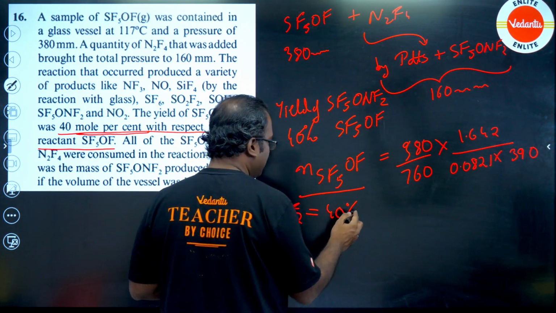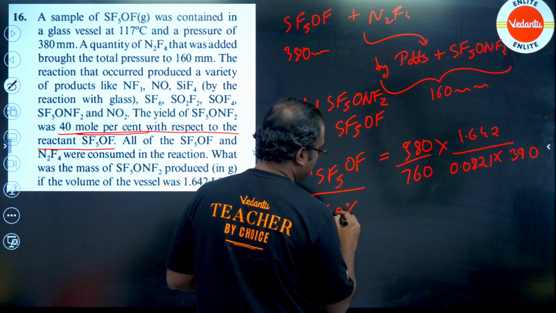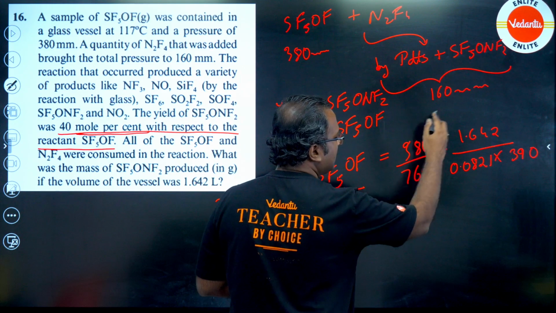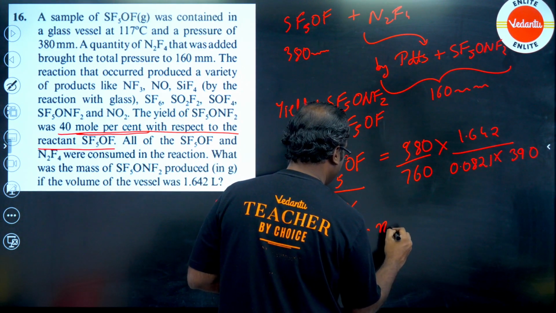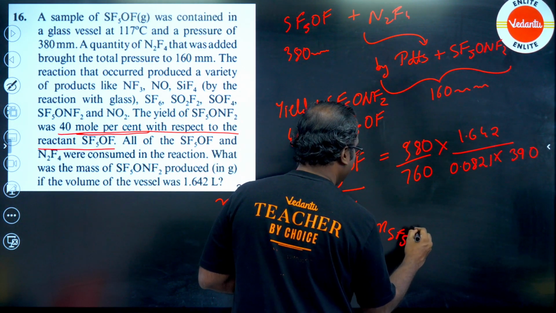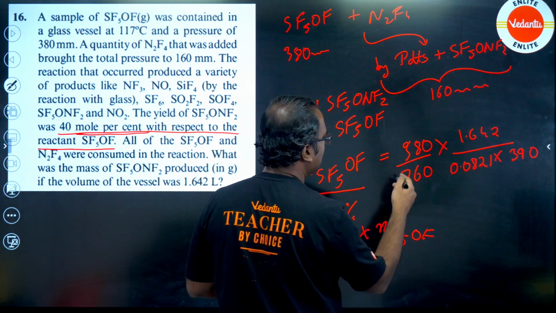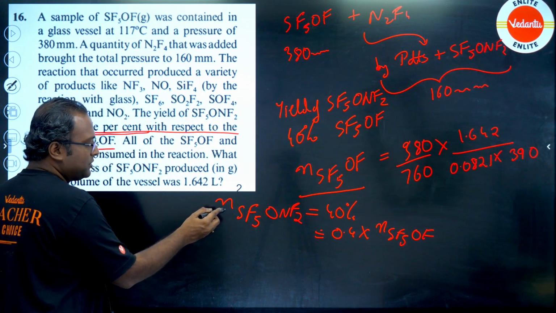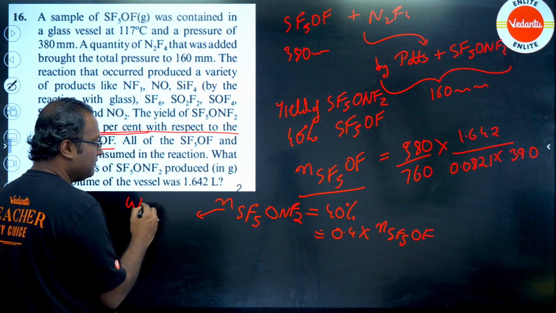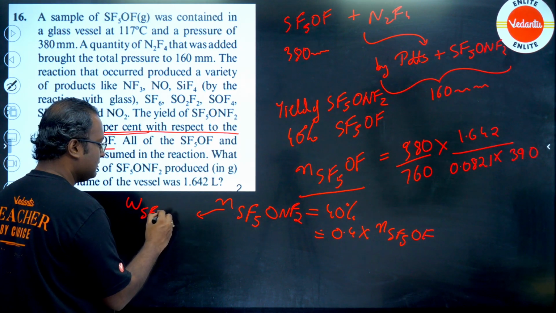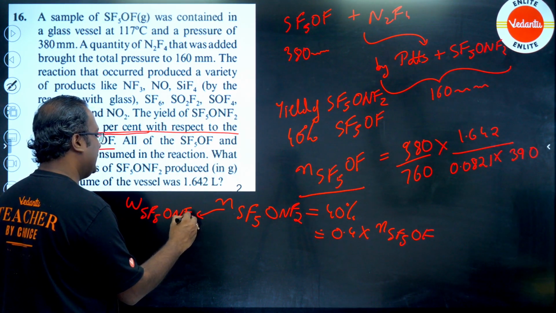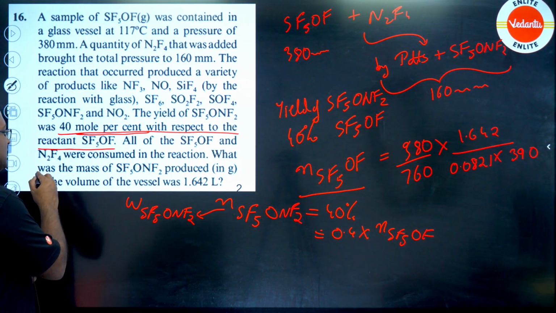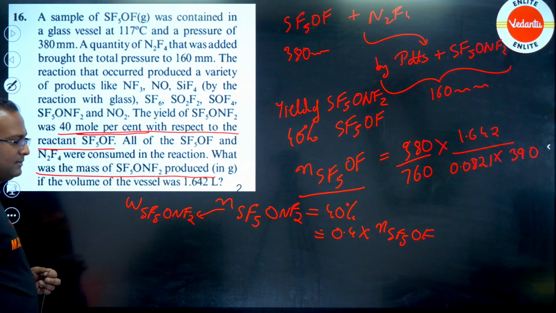Yeah, so this is 40% of the value given. So 0.4 into this whole number, let me just write it as number of moles of SF5OF. You can do this calculation very easily. It's not that difficult. So now we know the moles of this compound, we can find the weight of this compound. Job done, question over. Moles multiplied by molecular weight, you will find the weight. That is what is asked. What was the mass of this produced in grams?